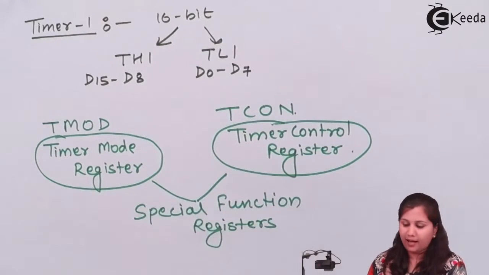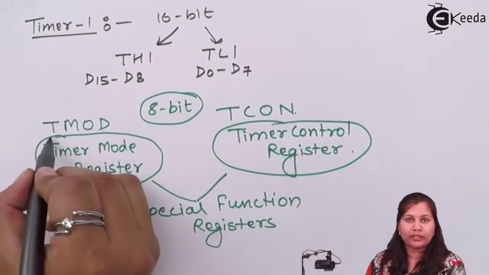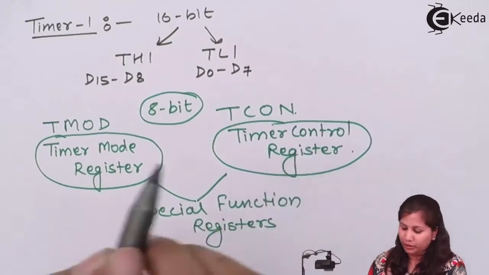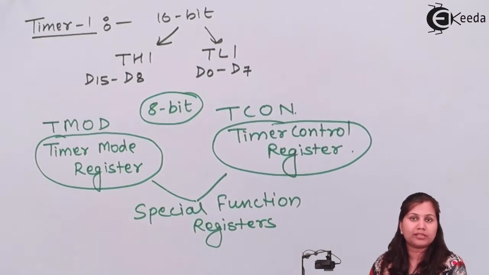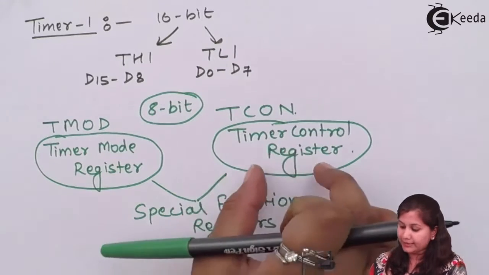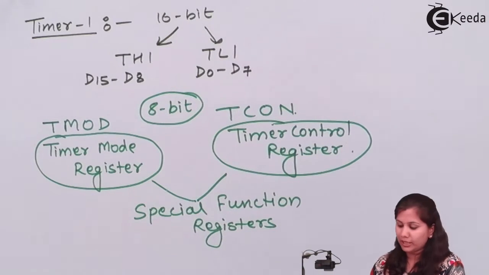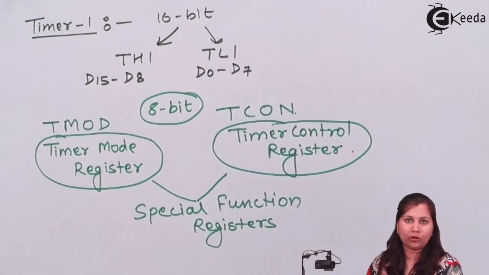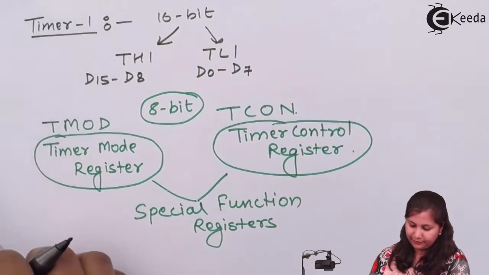Both these registers are 8-bit registers, 8 bits for TMOD and 8 bits for TCON. So this register is going to decide in which mode the timer is going to operate, and this timer control register indicates the status of the timers, whether the overflow condition is achieved or not, or the control bit is set or not. That will be given by this TCON register. Let us study the format of these registers in detail.